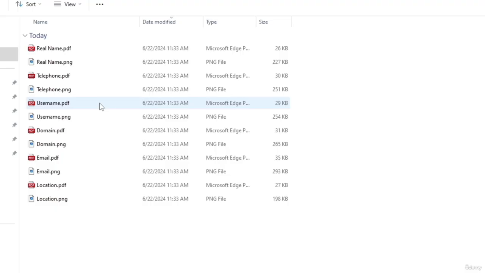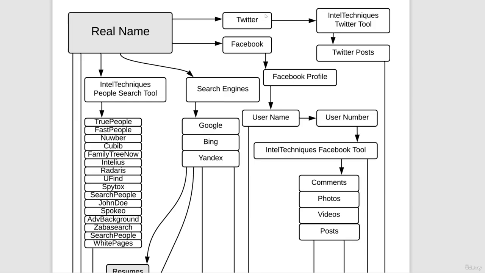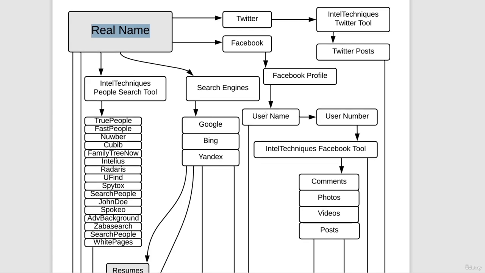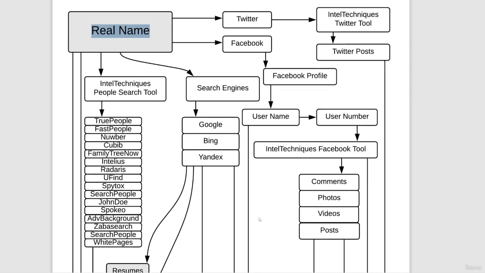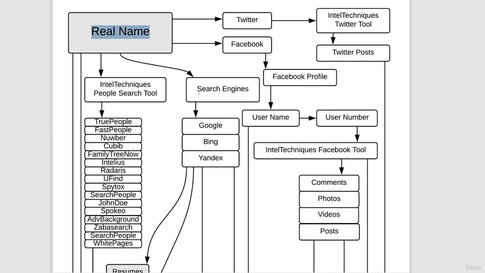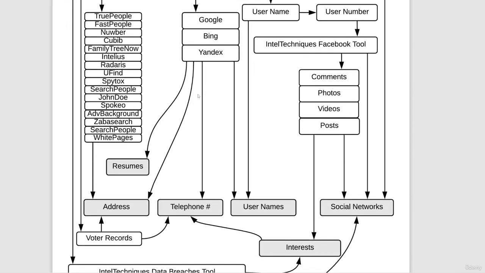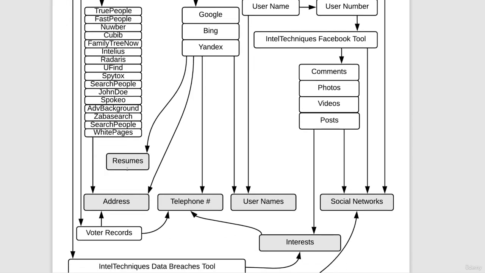So let's say that you have someone's real name, for example, and you would like to know where should you look for this name. So I'm going to open this PDF file. And you can see that if you have a real name, then you can search for this name on Twitter or Facebook. And if you were able to find a Facebook profile, then you can extract the username and perform a username OSINT that we have covered in a previous section. You can also search for the person's real name in different search engines like Google, Bing, or Yandex. And you might be able to find phone numbers, addresses, or resumes.